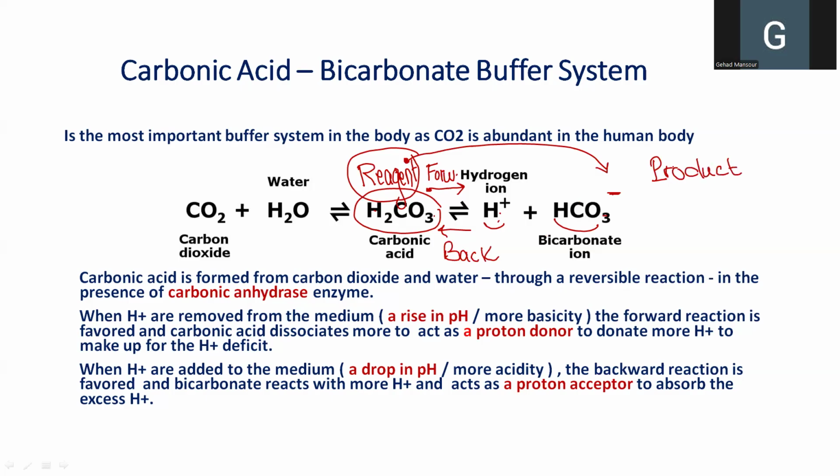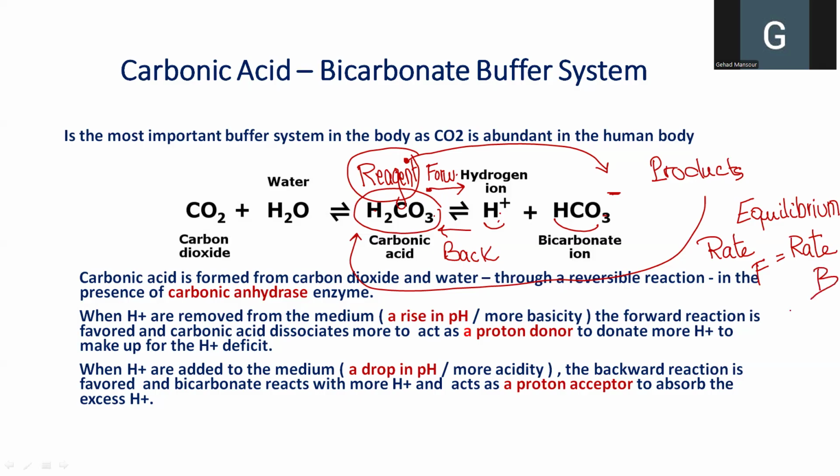But after a while, a period of time that differs from one equation to another, we will find that the products will reunite to form the reactant. And at a certain period of time, we will reach a state of equilibrium. What is this state of equilibrium? The state of equilibrium is when the rate of the forward reaction is equal to the rate of the backward reaction. This reaction is called a reversible reaction.